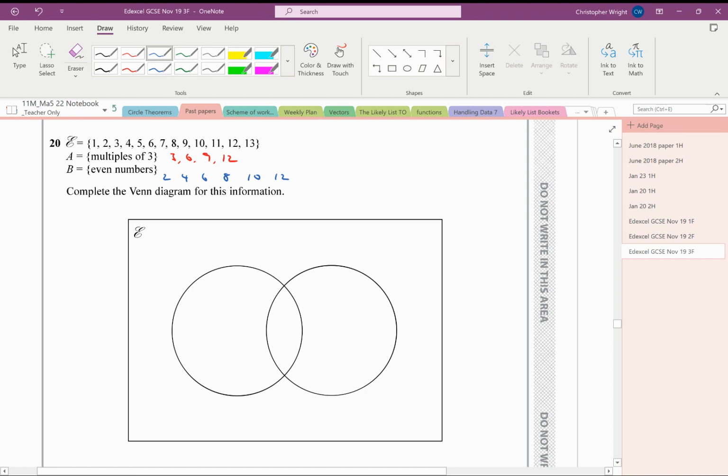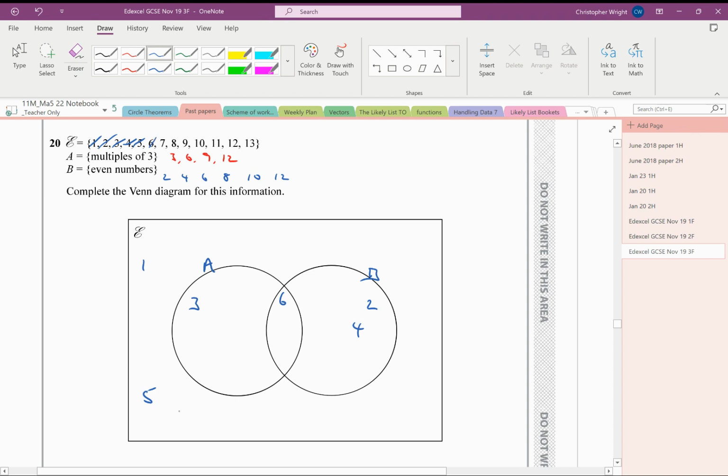Okay. Right, so let's start by putting 1 in. 1 isn't in A or B. 2 is in B, look. I better label A and B. I hadn't realised they weren't labelled. Okay, 2 is in B. 3 is in A. 4 is in B. 5 is not in A or B. 6 is in A and B.